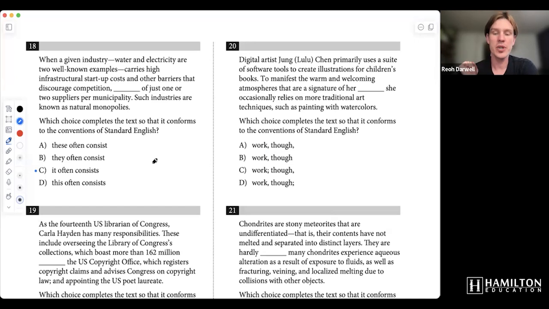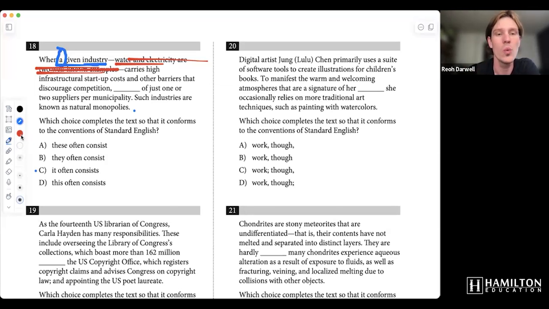All right, so 18 is a pretty tricky subject-verb agreement question here, in that we are being asked to figure out what our subject is and our verb is, but our subject is really far away, okay? So what is our subject? A given industry, right? So we have the singular, a given industry. Now, we have all this stuff in between. Water and electricity are two well-known examples that might suggest you were talking about something plural, right? But our subject is a given industry, meaning we're going to have to stay in the singular.